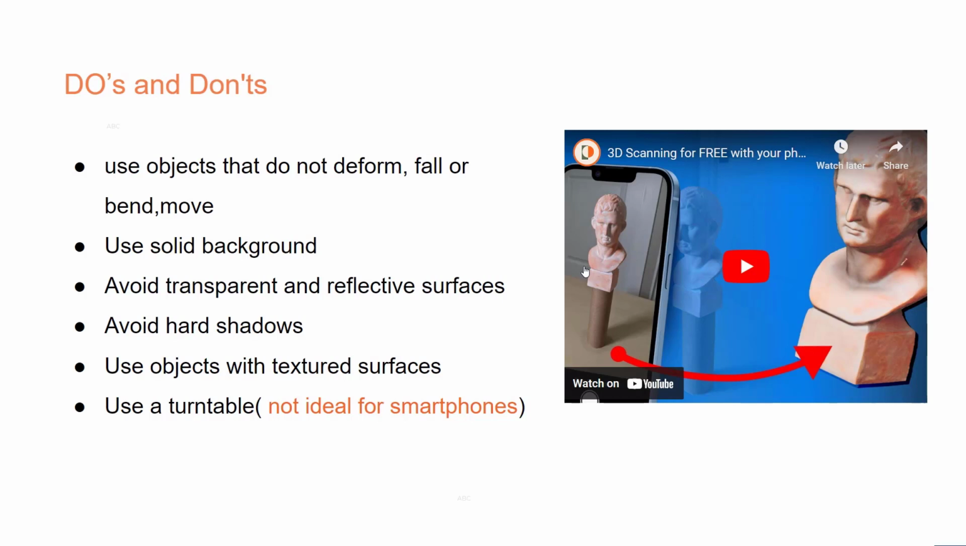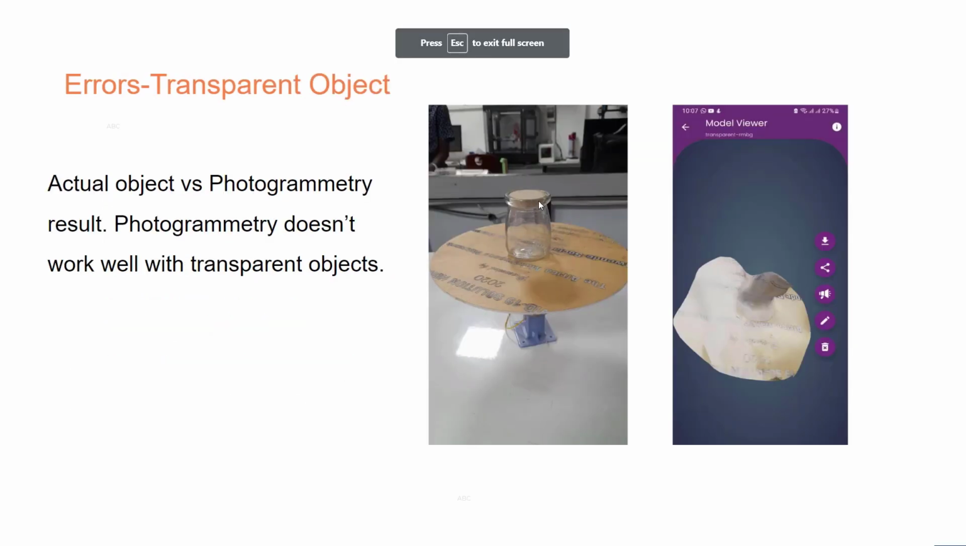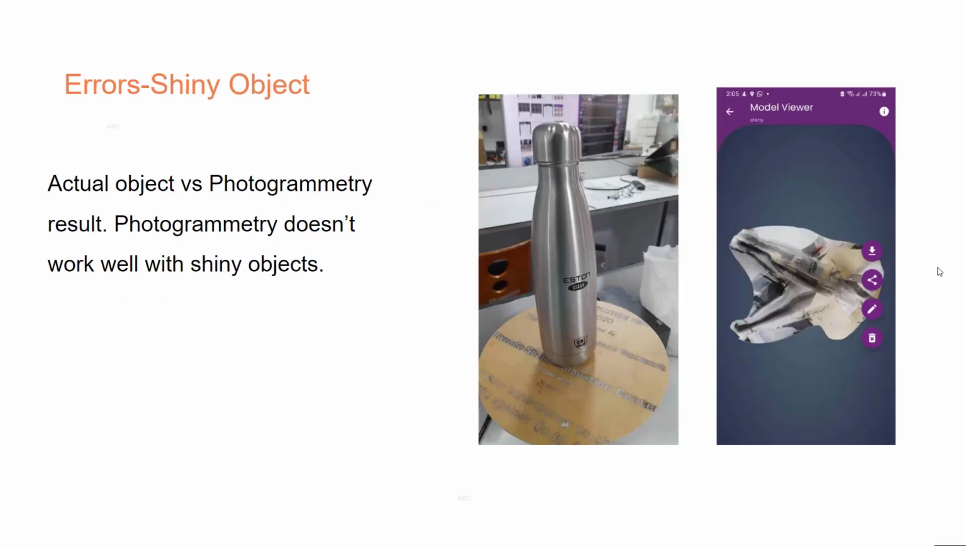In our previous lessons, in one of the slides, we showed you some results that weren't good, just as you see here. The result for this transparent object is this, and that of the shiny surface is this. So you don't need to use transparent and reflective or shiny surfaces.